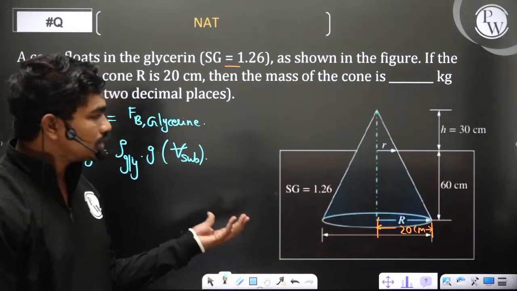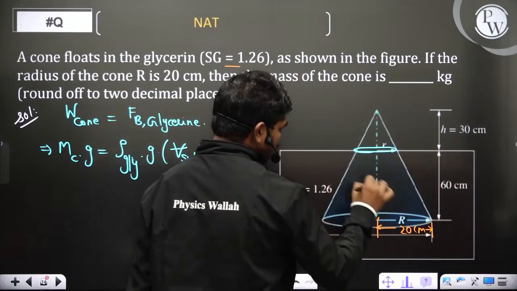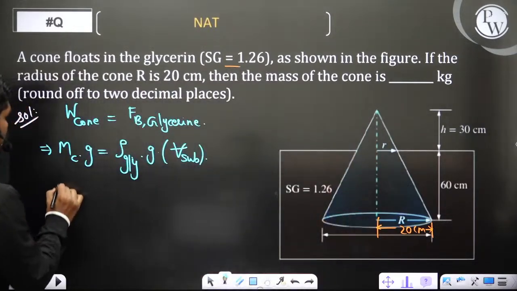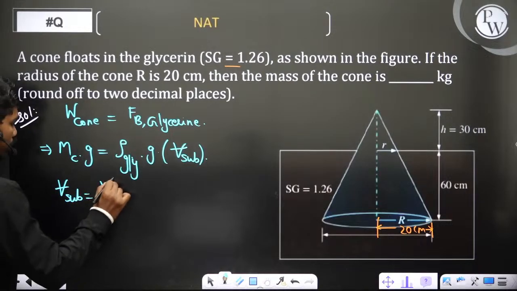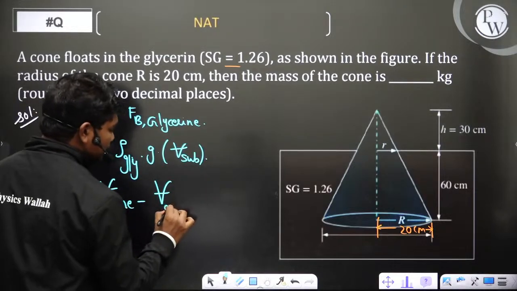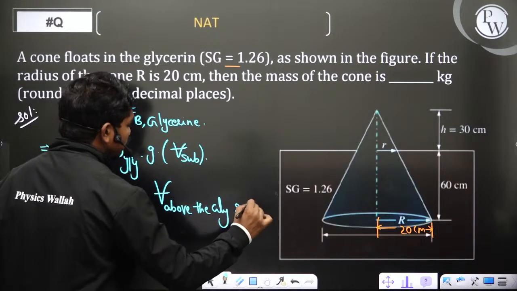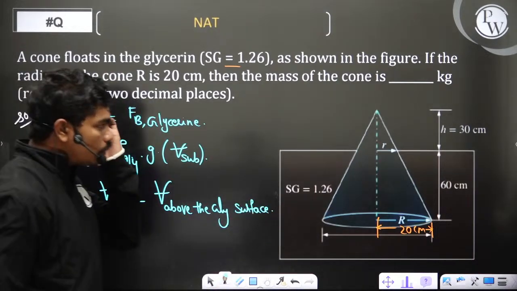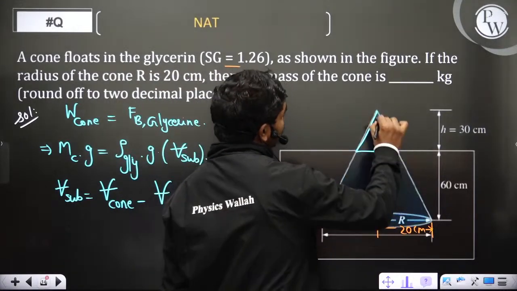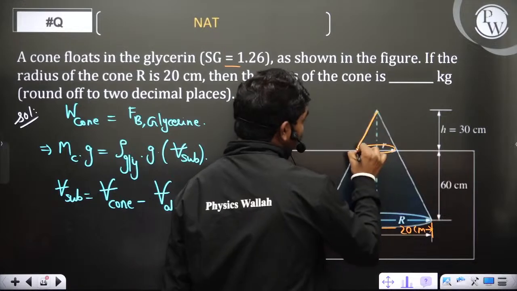This volume submerged is not directly given. You can see this particular part is getting submerged inside the glycerin. So how do you do this? Volume submerged is total cone volume minus volume above the glycerin surface, correct? Now what is this volume? You can see this height. If this completely is a cone, then definitely this is also a cone, yes or no? So this is also a cone here in this case.